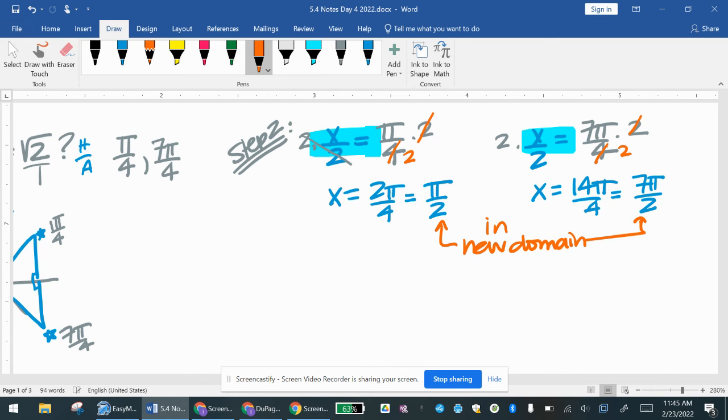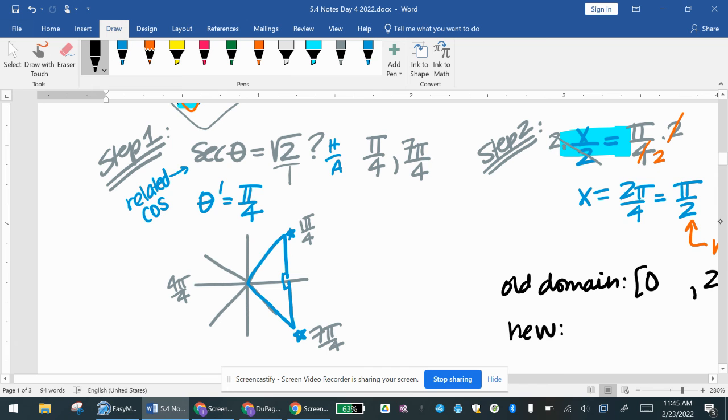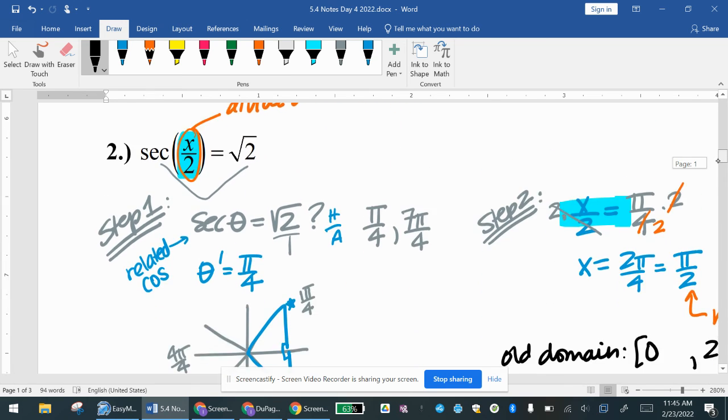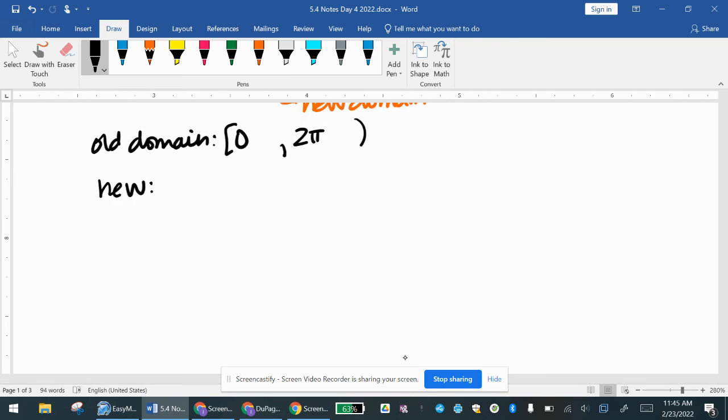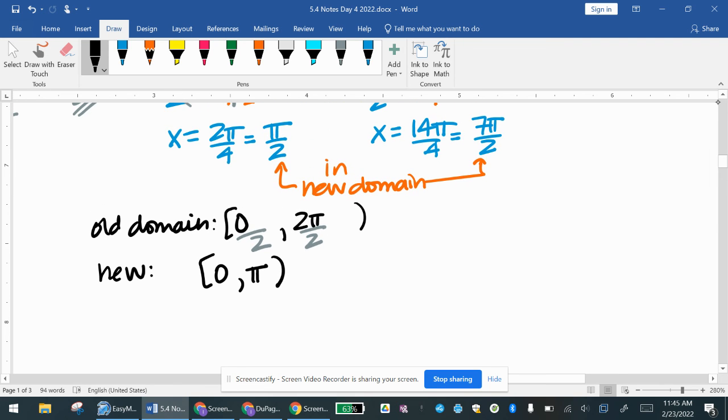So for that, we need to know what our new domain is. The old domain was 0 to 2 pi, right? But now we need to change it so that our new domain reflects the fact that, look at the original problem, it was x divided by 2. So our domain needs to be divided by 2. So our new domain is going to be 0 to pi. Are the answers that we got of pi over 2 and 7 pi over 2 within that domain? Let's see.